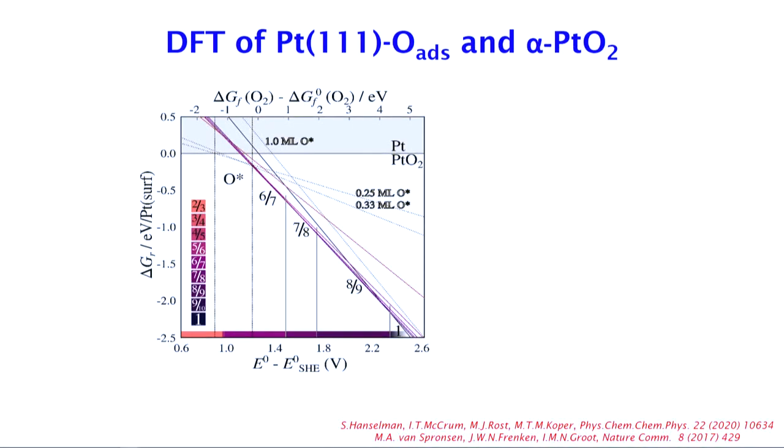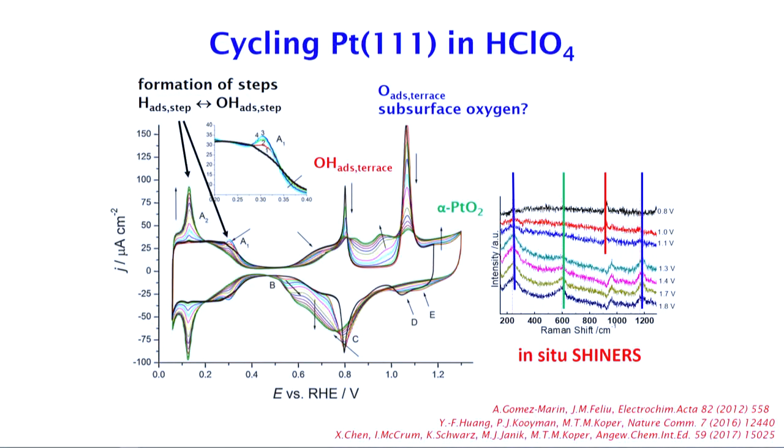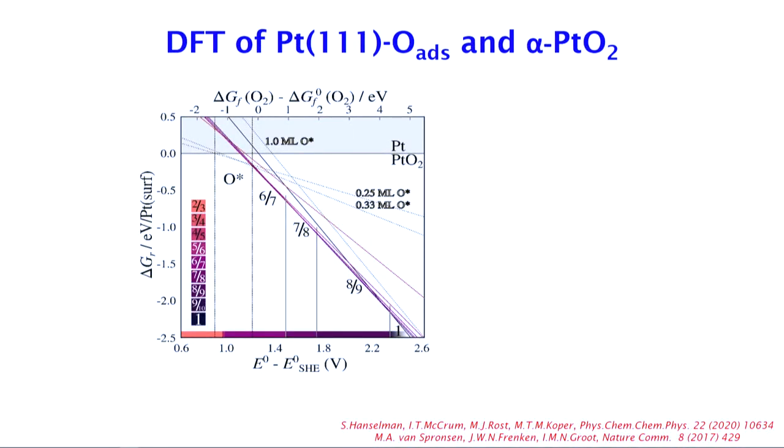Now before I do that, I forgot one thing that I wanted to show you in terms of density functional calculations. This peak here, we ascribe to atomic oxygen, so we did density functional theory calculations, and we find that we can indeed adsorb about 1/3 of a monolayer of atomic oxygen on the surface, and that is stable in the potential window where we see it in the experiment.